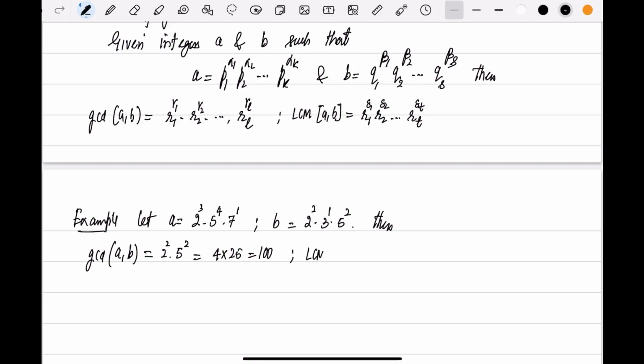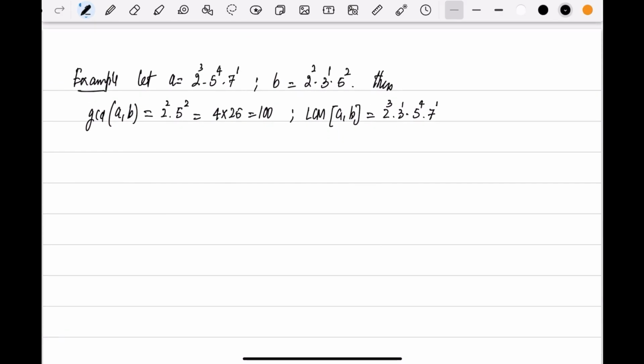Now second, the LCM of A and B. We have to write all the prime factors. The prime factors are 2, which appears both in A and B; 3, which appears only in B; 5, which appears both in A and B; and 7, which appears only in A. Since 2 is available in both A and B, we pick the larger power of 2, that is 3. 3 appears only in B, so we pick its power, that is 1. 5 is available in both, so we pick the larger power, that is 4. And 7 is available only in A, so we pick its power, that is 1. Whatever this product is, that is the LCM.